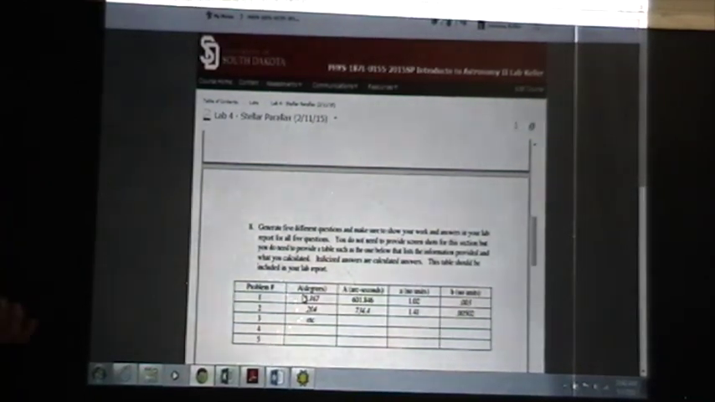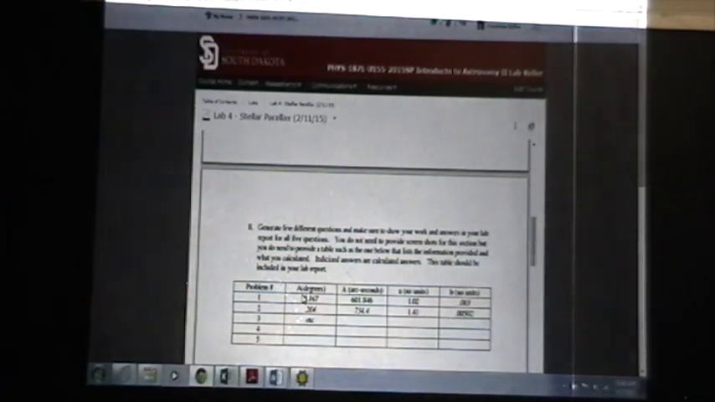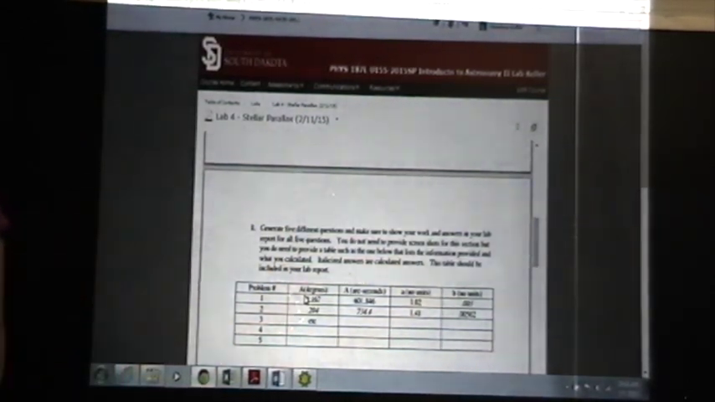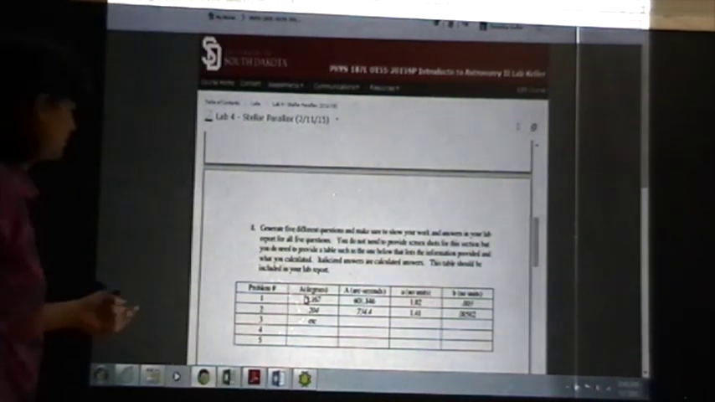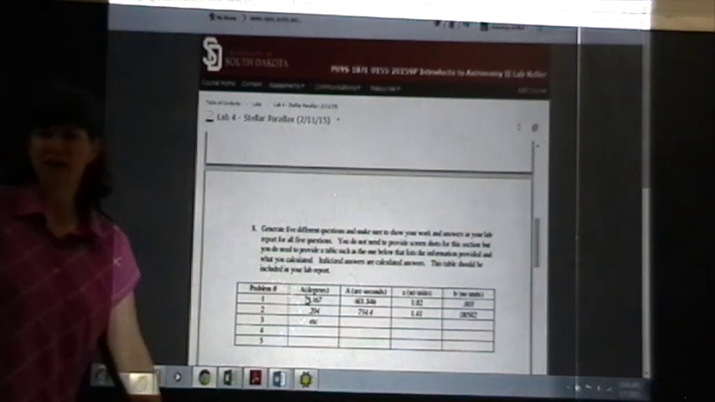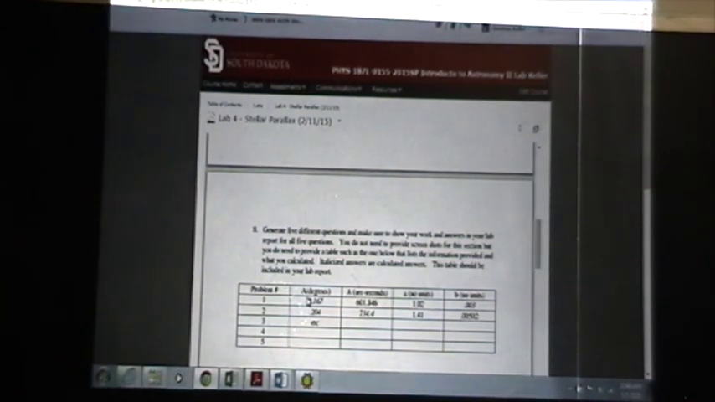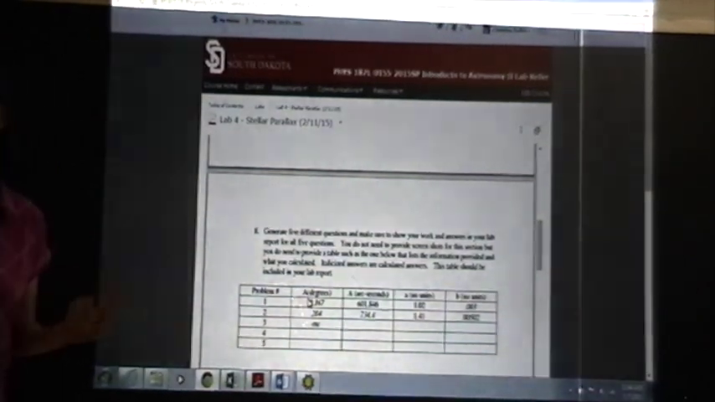You don't need to do screen captures for this particular lab. If you just put your answers in this table, I'll be able to verify on my own if you did the calculations correctly. You're asked to do 5 different questions, ideally 5 different ones so that you're not calculating the same values each time.